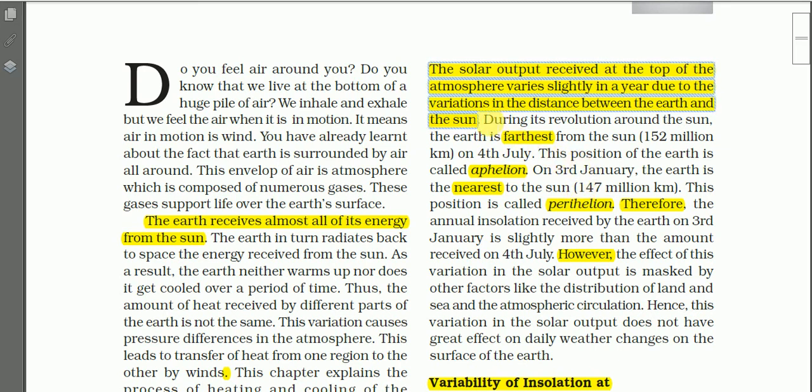So during its revolution around the Sun, the Earth is the farthest from the Sun, around 152 million kilometers, on 4th July. And this position of the Earth is called aphelion. And again on 3rd January, the Earth is the nearest to the Sun, about 147 million kilometers. And this position of the Earth is called perihelion.